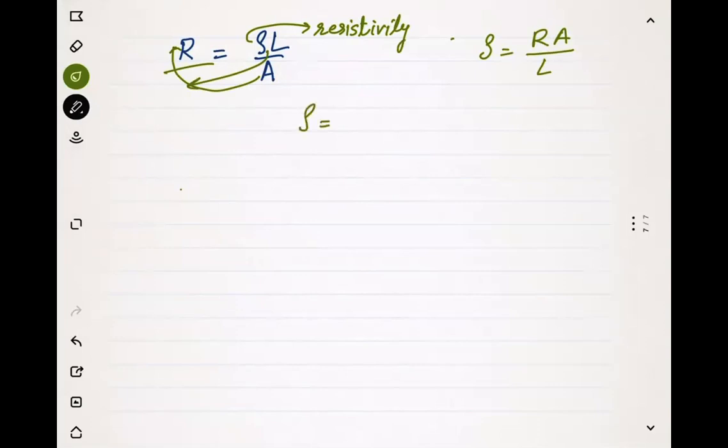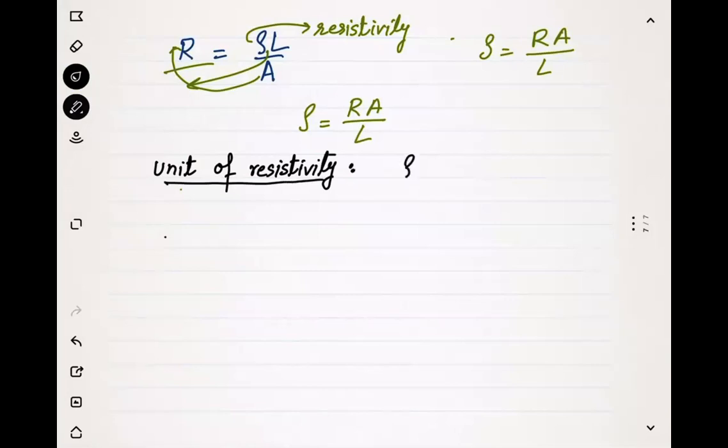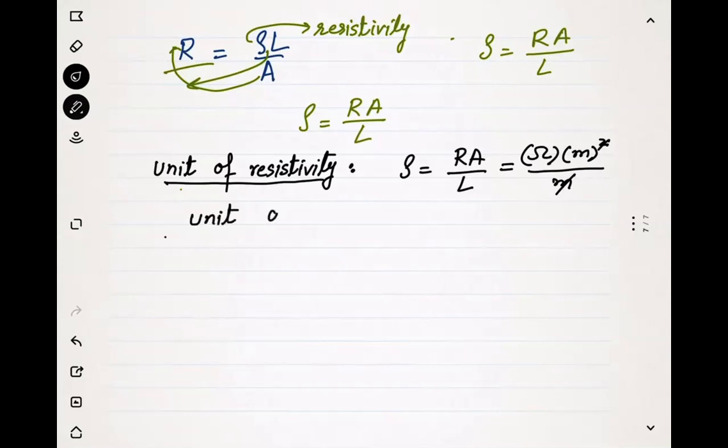From this formula, we can get the unit and base unit of resistivity. The formula is R into A over L. First, we should get the unit of resistivity. Resistivity is resistance into area over length. Resistance is in ohms, area is in meter square, and length is in meters. So meter and meter square will cancel out and it will be ohm meter. So we'll say that the unit of resistivity is ohm meter.